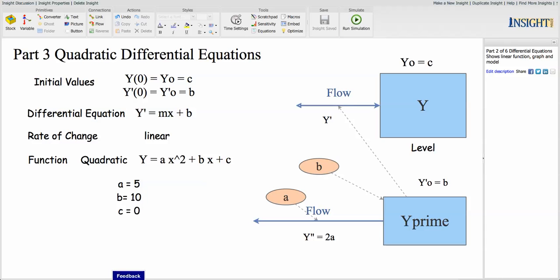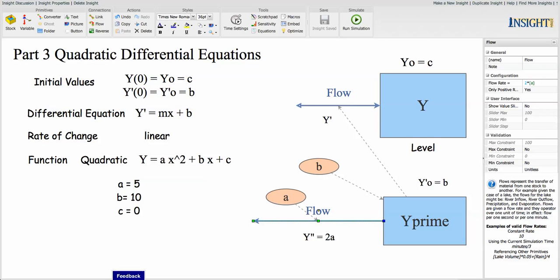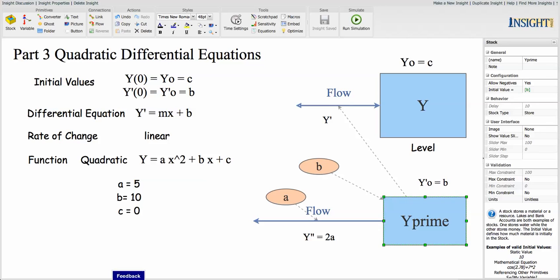Now you notice here that the flow for y prime, this flow here, is negative or is flowing out. It's an outflow, so you're getting a deceleration of the level here in y prime. So that's why you can see the parabola going down.